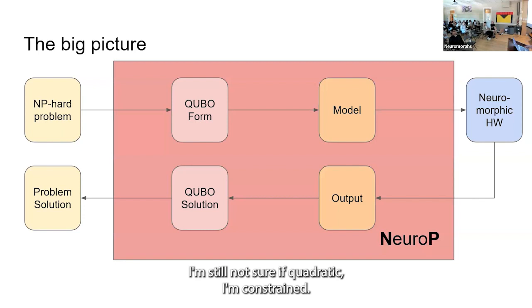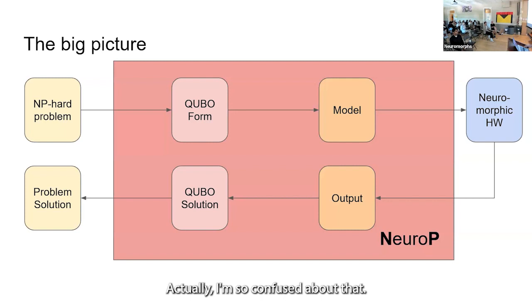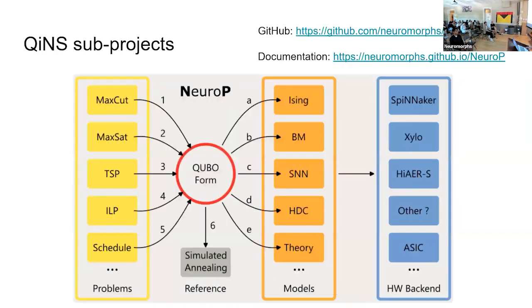Yes? What's QUBO? Quadratic unconstrained binary optimization. You just said that. Yes. So quadratic because it's a quadratic matrix equation, and the unconstrained I'm still confused about, to be honest. I can explain that. Okay, I will explain it.